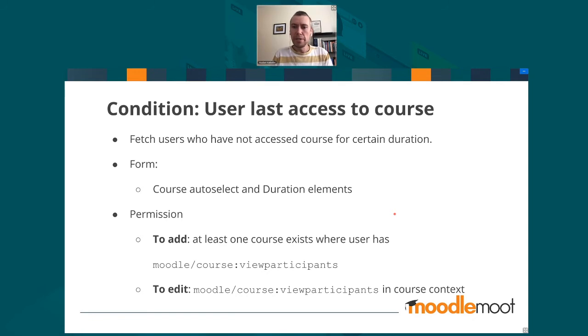With regard to permission, we would need a course view participants capability for both editing and adding conditions. The difference is for editing, we will actually check that against this configured course context, while for adding that, we will do slightly different thing. We will search the courses in the system where a user got that capability. And if there is at least one course, then we can add this condition.